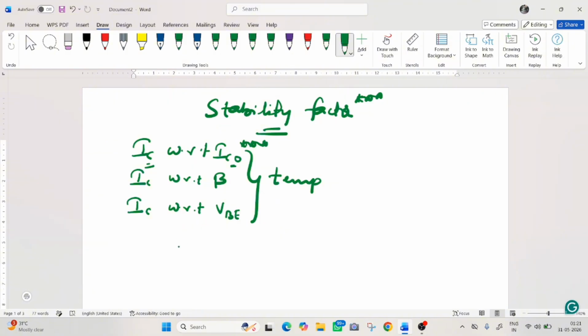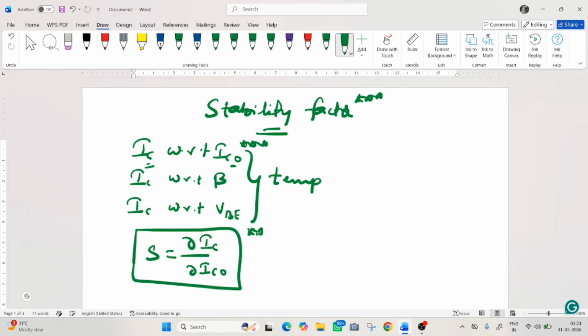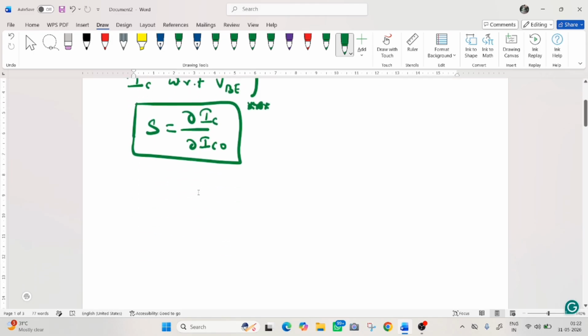Whenever they say stability factor, it indicates the change in IC with respect to change in IC naught. By default, we must consider this one. This is very important. Keep it in mind. Of course, we can also see the stability factor as the change in IC with respect to beta, that is dou IC by dou beta, and at the same time dou IC by dou VBE also. But out of these three, IC naught is affected more by temperature. Due to that, we are considering only dou IC by dou IC naught. So simply in the examination, if they say to find the stability factor, in that case we must consider this formula.